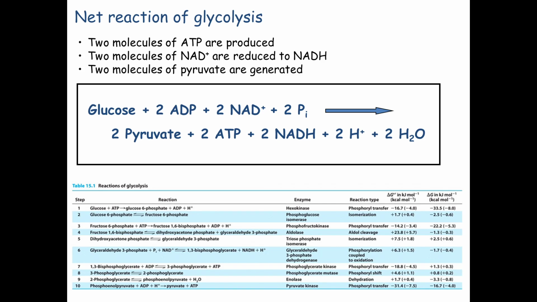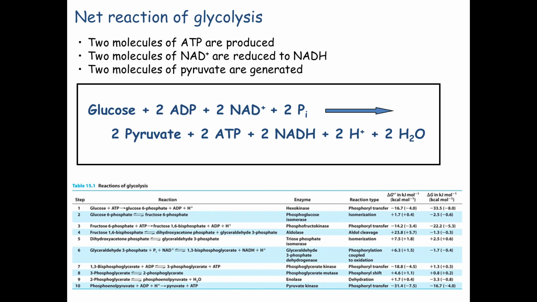2 NAD pluses were converted to NADHs, those were at step 6. And then we had 2 phosphates we needed extra to put on those ADPs to make the ATPs. In step 9, we got those 2 excess water molecules, and in step 10, we generated our 2 pyruvates. This is the net reaction. So overall, what did I get out of it? I got 2 pyruvates, 2 ATPs, 2 NADHs, 2 water molecules.